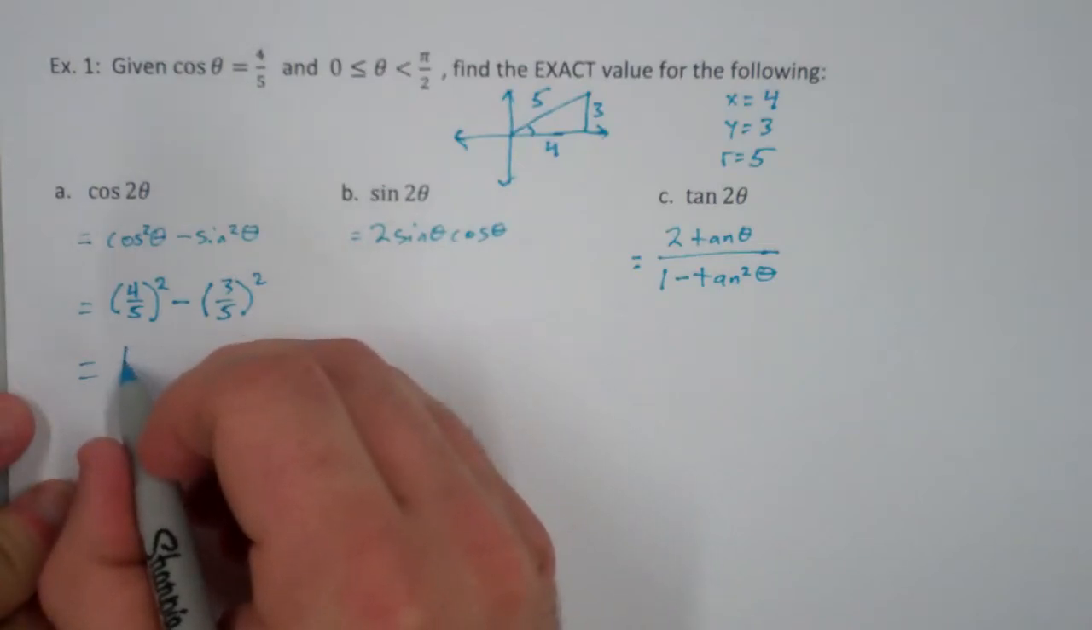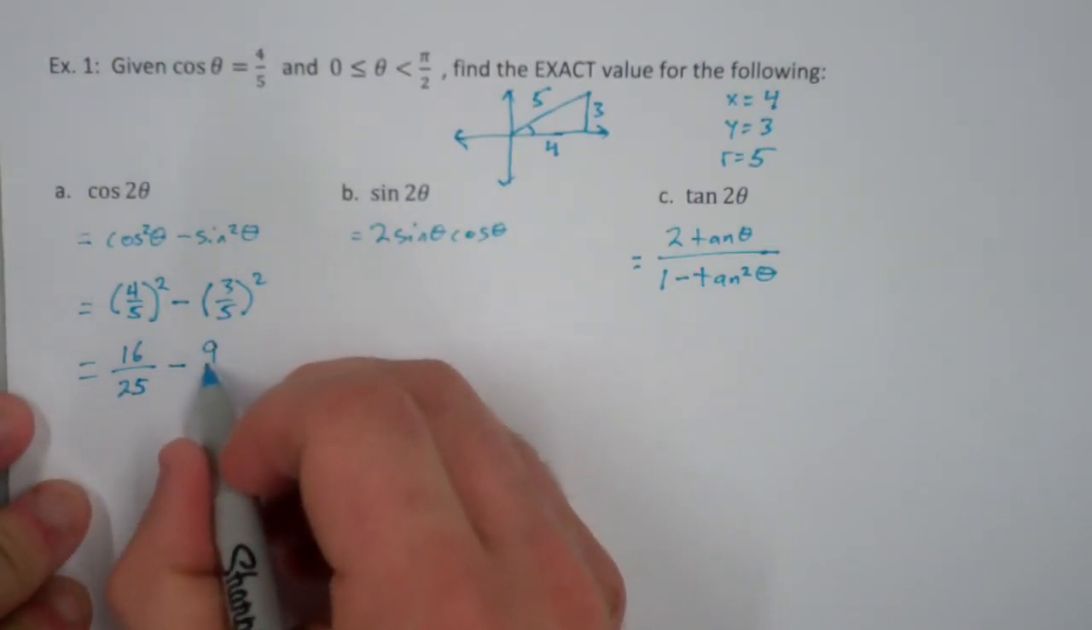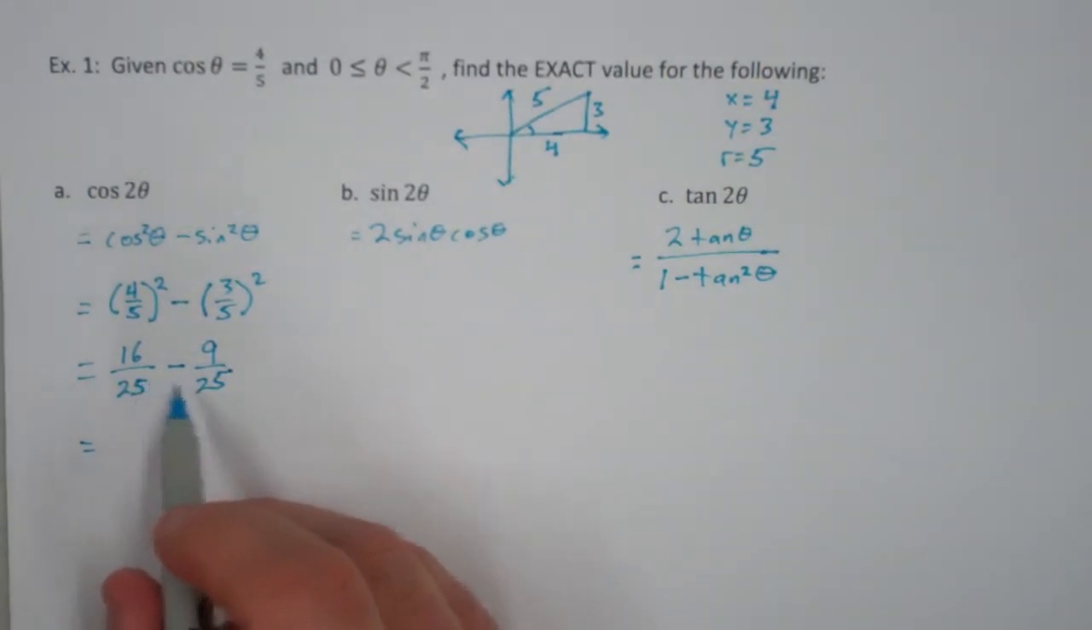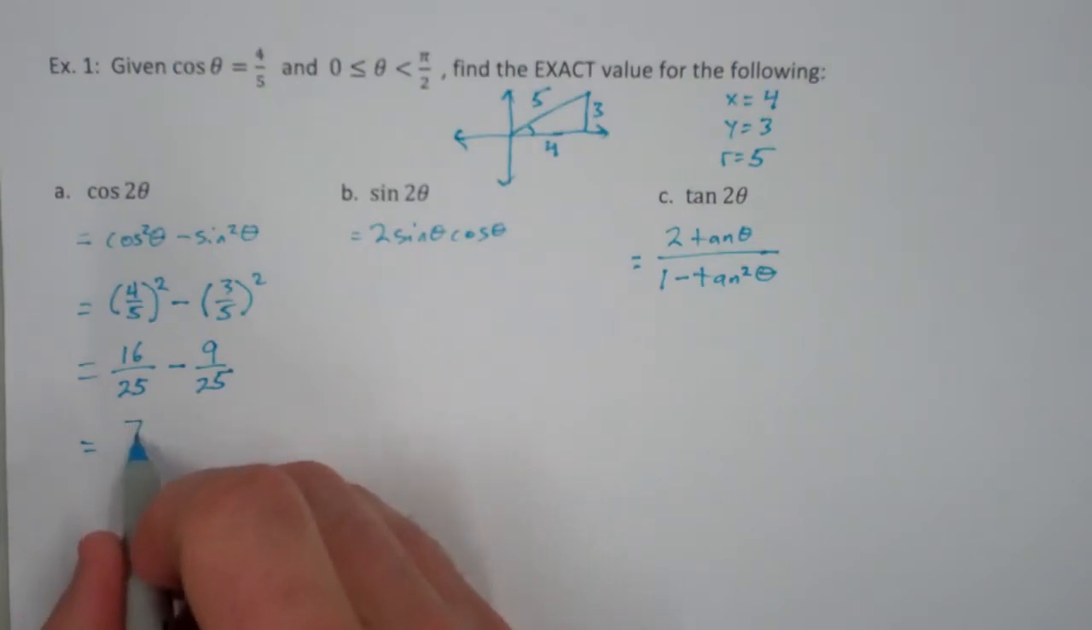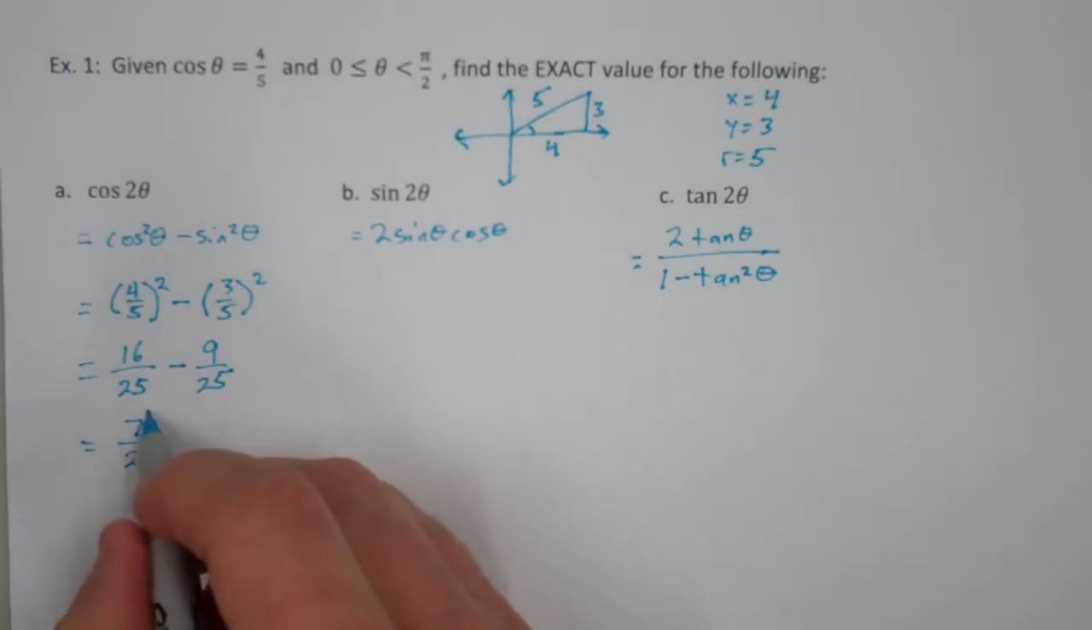Now we've just got some arithmetic to do. 16 over 25 minus 9 over 25. Looks like we have a common denominator, good for us. So this will be 7 over 25.